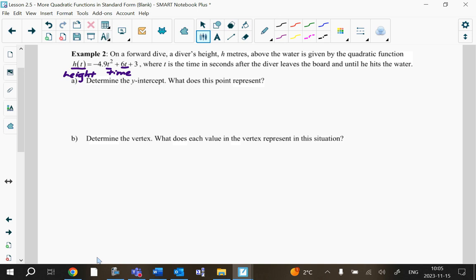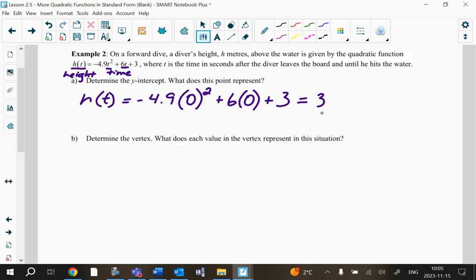So we're going to get h of t equals negative 4.9 times 0 squared plus 6 times 0 plus 3. And what does that work out to? 3. Now, because we're in problem-solving situations, we don't just stop there. You're asked to interpret the y-intercept. What does it mean in this problem?